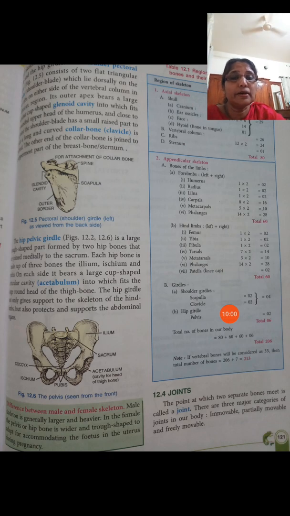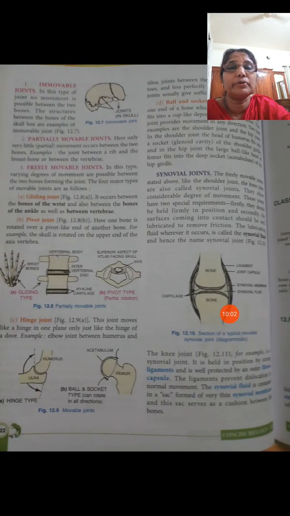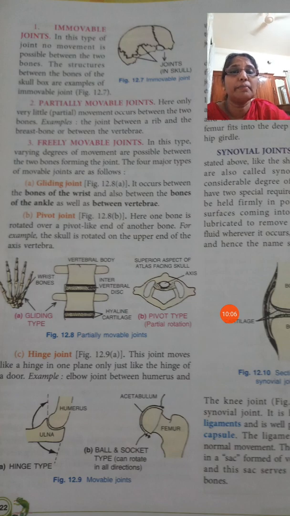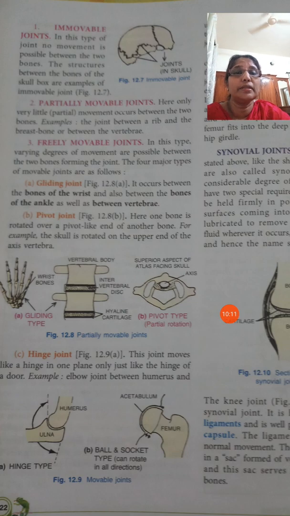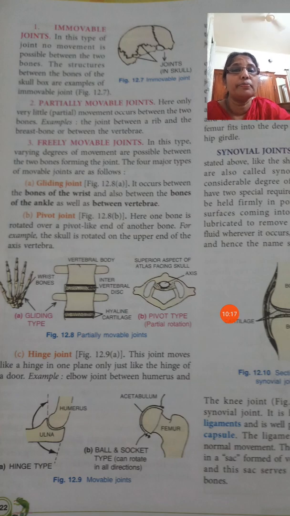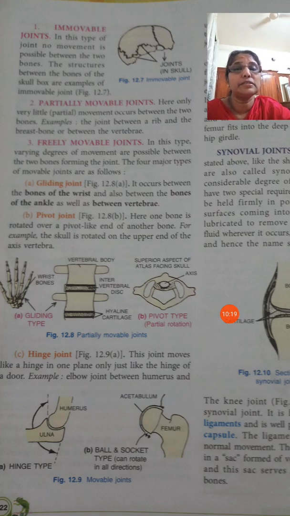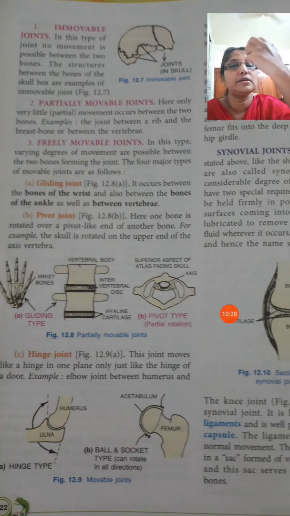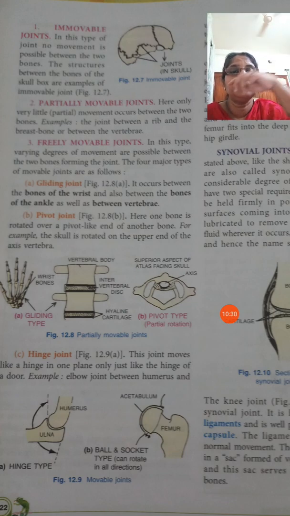Then the joints. I explained about the immovable joint, for example the bones in the skull. Then partially movable joints are between the ribs and breastbone, or between the vertebrae. We know that we can move these partially. Freely movable joints are also there. Gliding joints have examples in the wrist as well as the ankle region.